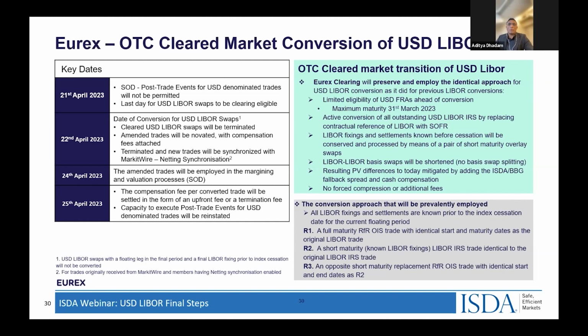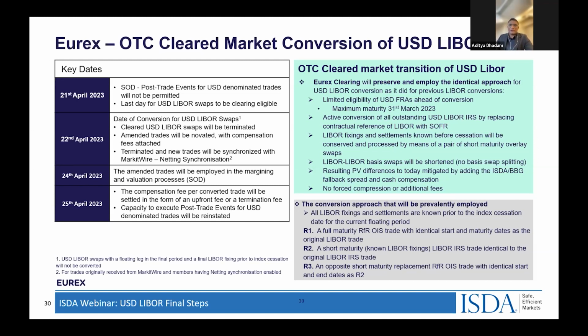The only swaps that won't be converted and will be retained intact are those that have a floating leg in the final period and a final LIBOR fixing before the index cessation, which is June 30th of this year. Trades would be terminated and new replacement trades would be created on this particular day for sure. The timestamp of novation for these newly created replacement trades, however, will be of the following trading day, which would be Monday, 24th of April.